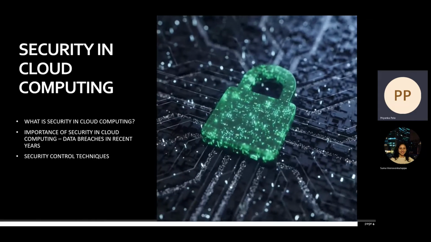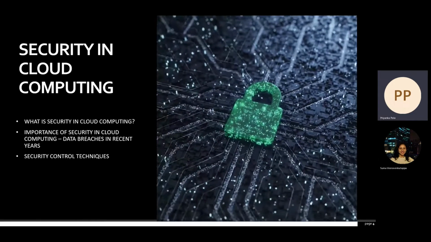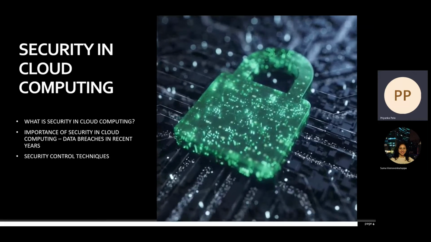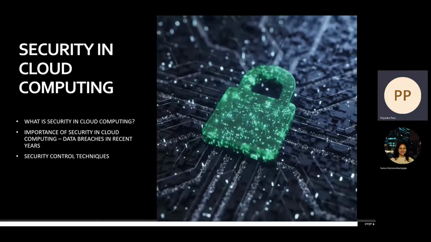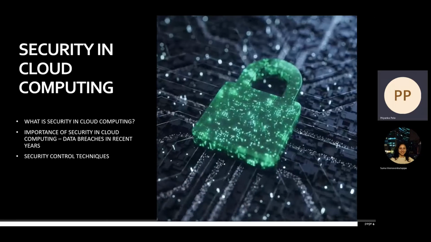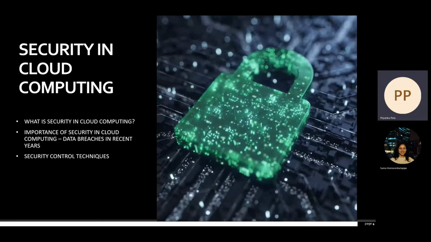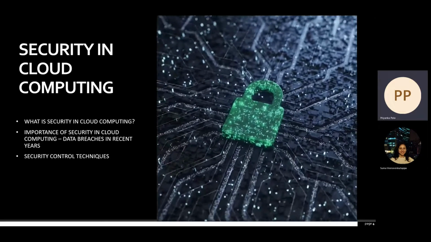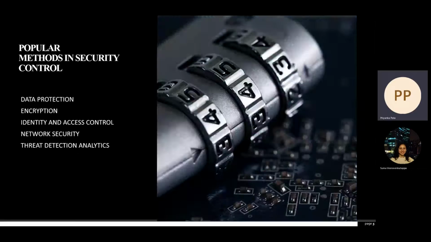Cloud service providers are responsible for protecting the physical infrastructure and virtualization stack in an infrastructure as a service, or IaaS, arrangement, while the rest, such as hosting, data, middleware applications, and so on, is the responsibility of the cloud client. So we will be focusing on a few security control techniques in the upcoming slides. Moving on to the next slide, these are some of the popular methods followed by some of the big providers.